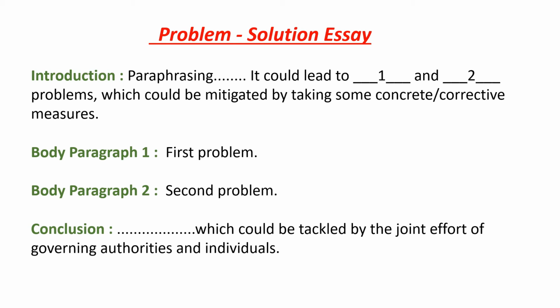And in the conclusion, you will give the overview of both the body paragraphs, including the line which could be tackled by the joint effort of governing authorities and individuals. Remember, in order to include these words, you have to choose the problems in such a way that the solution of one problem belongs to the government and the solution of the second problem belongs to the individual. So that you will write this line in the conclusion.